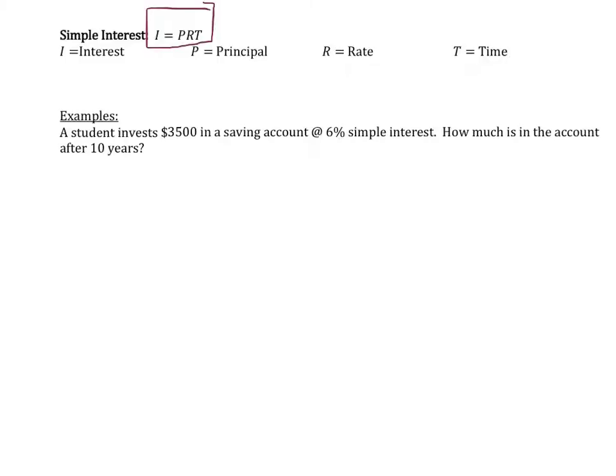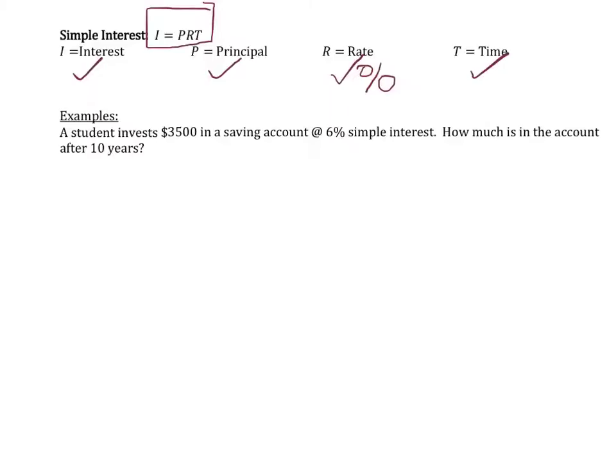The formula for calculating simple interest is I equals P times R times T. I is your interest, the amount of money you're going to be adding on to what you put in the account. P is your principal, the original amount that you put into the account. R is your interest rate, and that's pretty much always going to be given to you as a percent. T is for time, and that's pretty much always going to be in years, or you'll have to change it to be in terms of years.